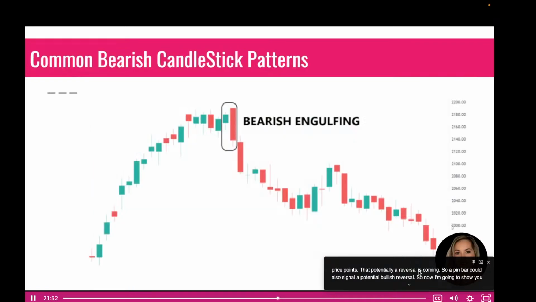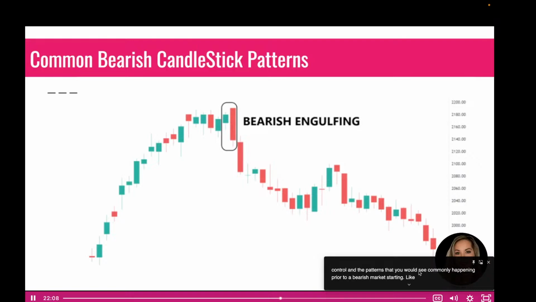So now I'm going to show you guys common bearish candlestick patterns, meaning that the market is potentially about to start selling off, that the bears will take over control, and the patterns that you would see commonly happening prior to a bearish market starting.